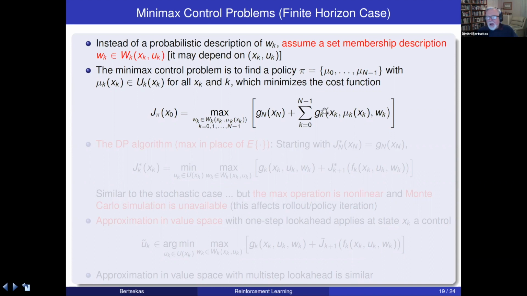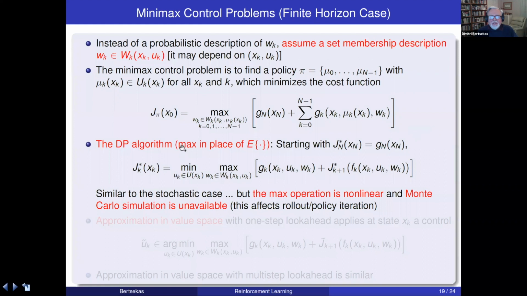So rather than try to parse the details of this notation here, just see that wherever you had expected value in stochastic control, you now have maximization. Instead of expected value with respect to probability distributions that depend on current state and control, you have maximization over sets that depend on state and control. And using a similar rationale as for the stochastic case, we have a dynamic programming algorithm that uses, again, maximization in place of expected value.